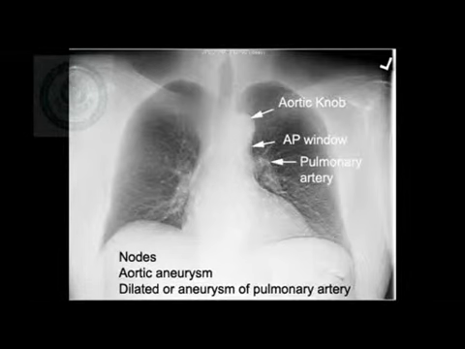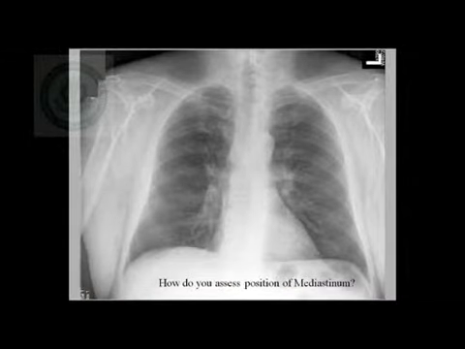Left heart border should be carefully assessed because lesions like a smaller lymph node, aortic aneurysms and mediastinal masses can be easily missed if you are not concentrating on it. Now normally, basically, how do you assess the position of the mediastinum? That is another question which commonly comes across in the minds of the general practitioner.